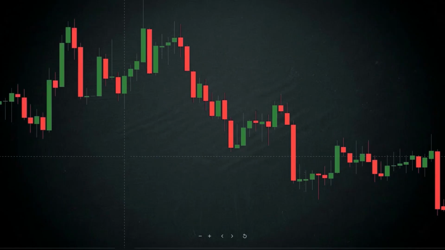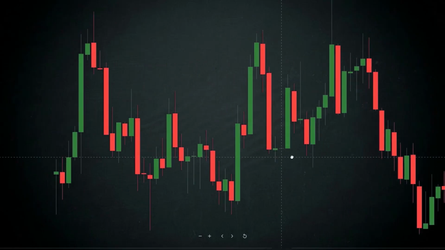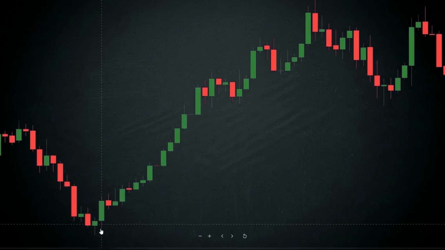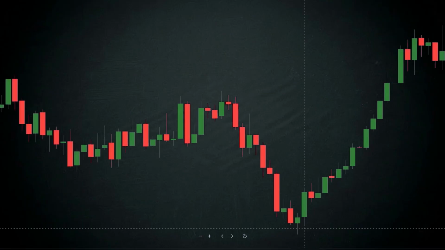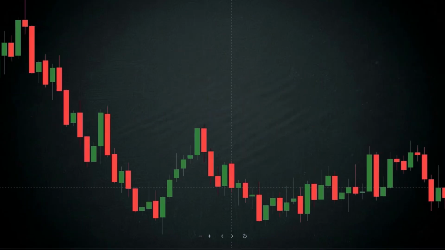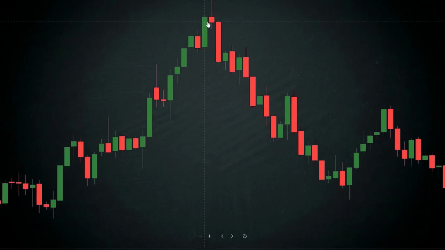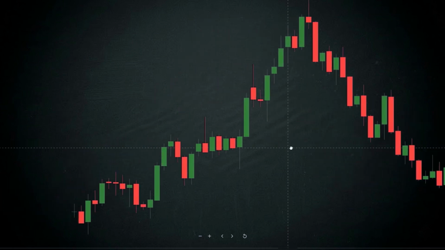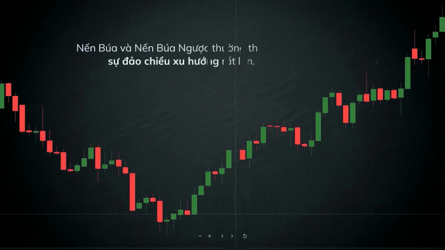So, how do you actually read the story that a price chart is telling you? Well, think about it like this. A price chart is just a story about the epic battle between buyers and sellers, and the candlesticks, those are the words it uses to tell that story. And trust me, some of those words are way more important than others.